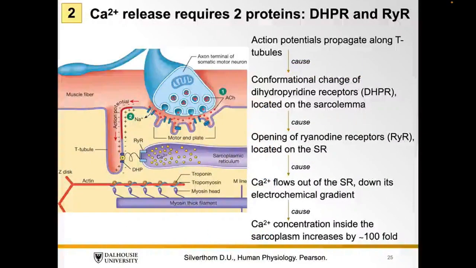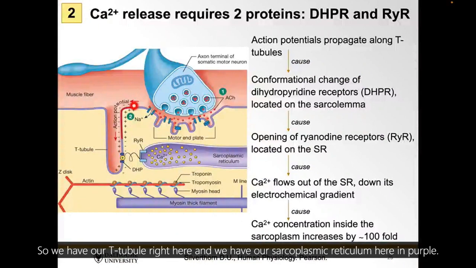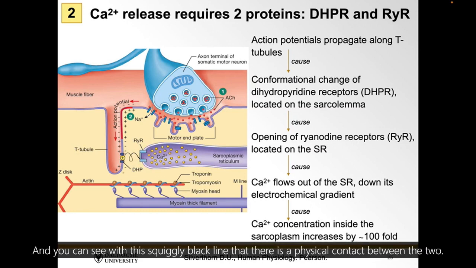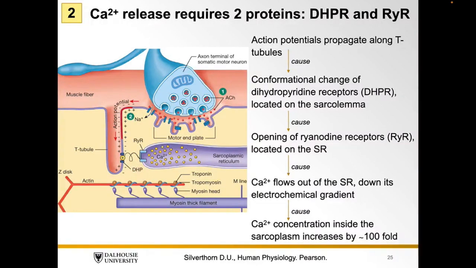So let's blow this up and see how this works. So we have our T-tubule right here, and we have our sarcoplasmic reticulum here in purple. And the two proteins that we just introduced are here too. So the DHPR is here in dark blue, and the RYR is here in light blue. And you can see with this squiggly black line that there is a physical contact between the two. So let's start with the DHPR. The actual name is dihydropyridine receptor, or DHPR.